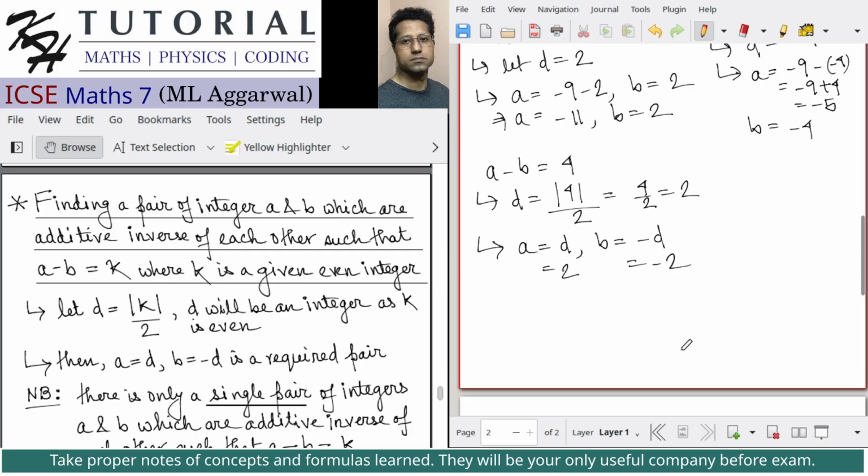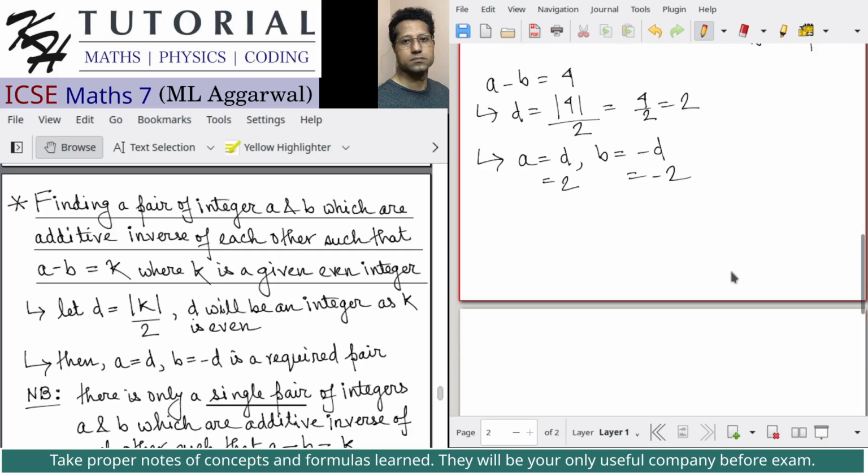Now remember, it is given that a minus b is equal to 4. So we have a equal to 2 and b equal to minus 2. If it was given that b minus a is equal to 4, then we would have got a equal to minus 2 and b equal to 2. So this is important. Let's take another example.